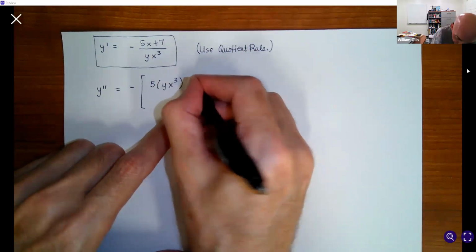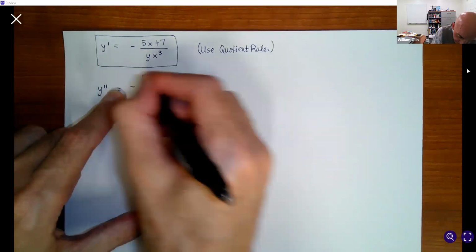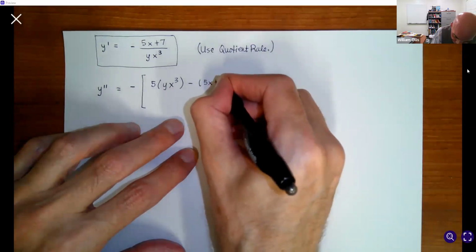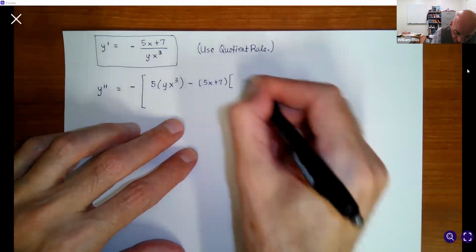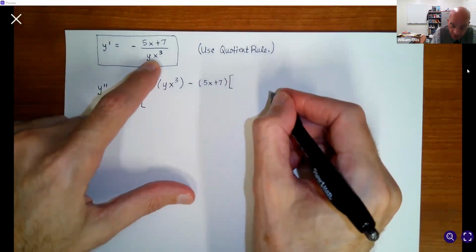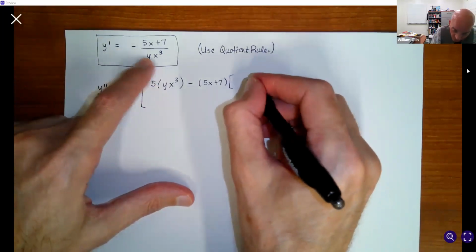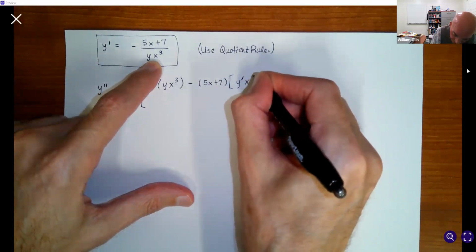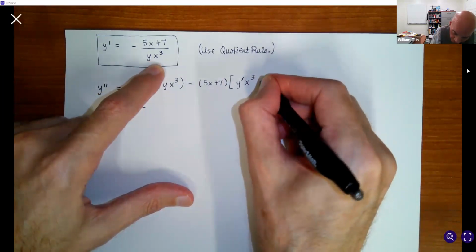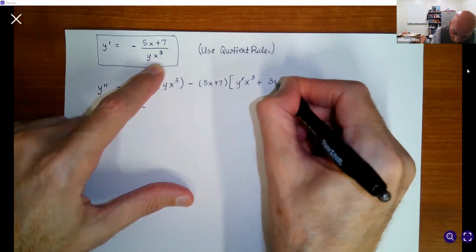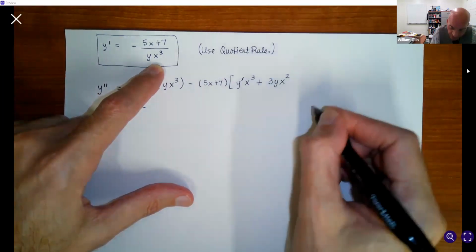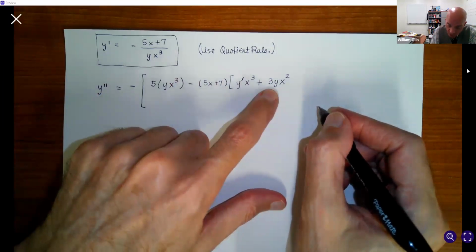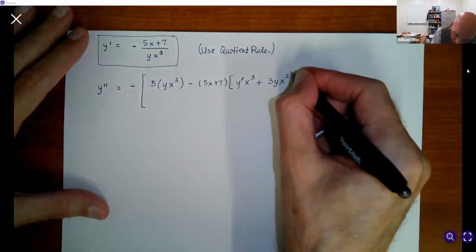Now minus, remember this is factored, don't forget it. We have 5x plus 7. And now we differentiate the denominator. Notice we got a product, so we got y prime times x cubed, then plus 3y x squared. So just the derivative of x cubed is 3x squared. We'll just throw the 3 up front, the y we don't change, and the x squared, and we're done with that.